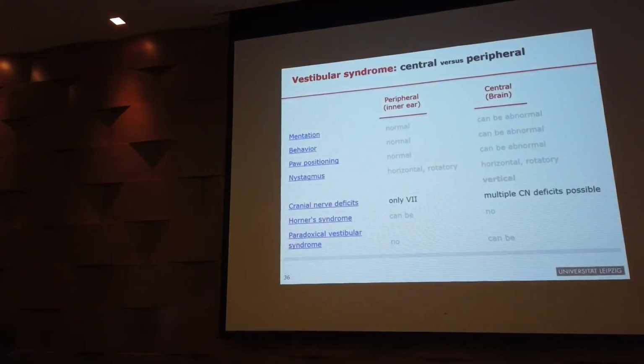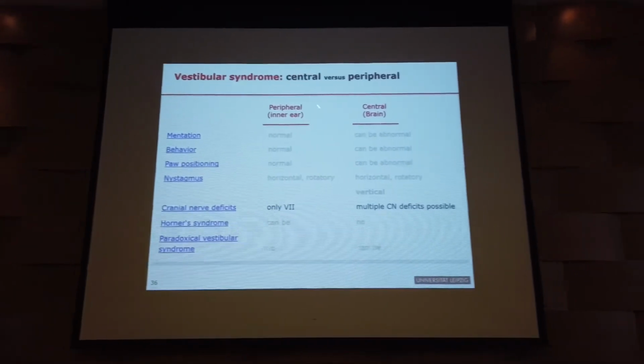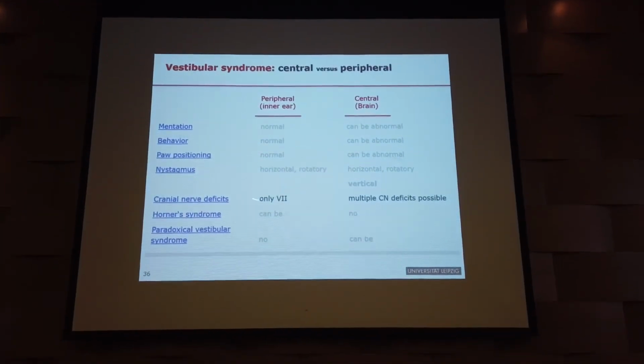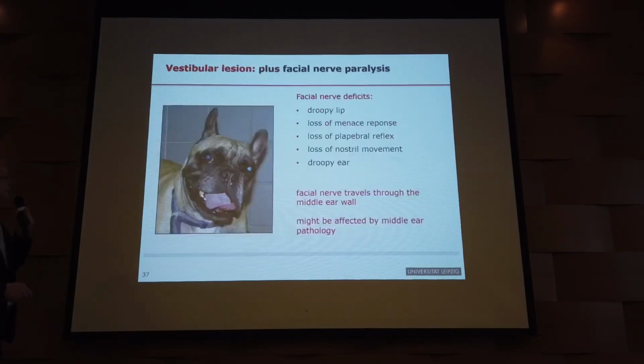So there were some other criteria in order to differentiate cranial nerve deficits. As you can see here, with ear disease, only one of the cranial nerves can be affected. The facial nerve. You can get on that side facial nerve paralysis. Whereas if your problem is in the brain, multiple cranial nerves can be affected. Why is it that the facial nerve can be affected? I will tell you in a moment.